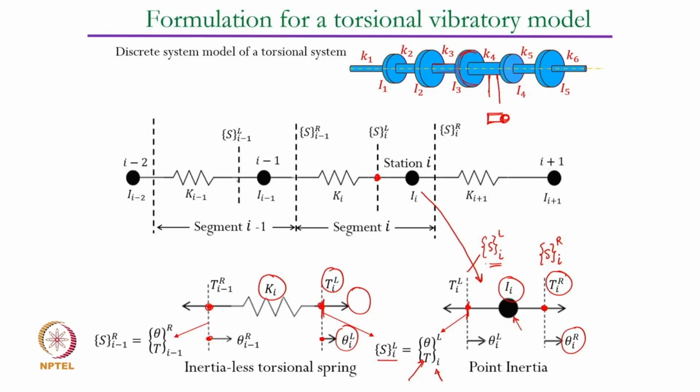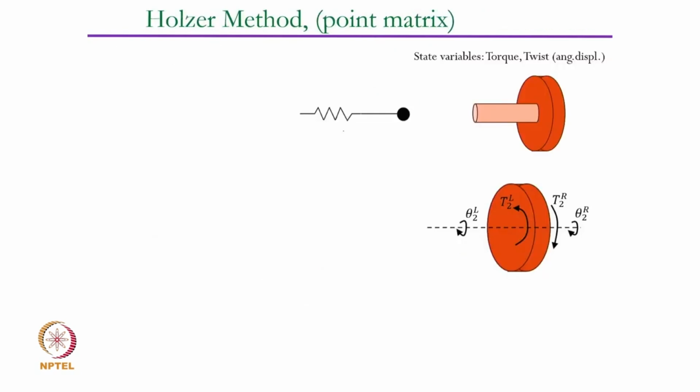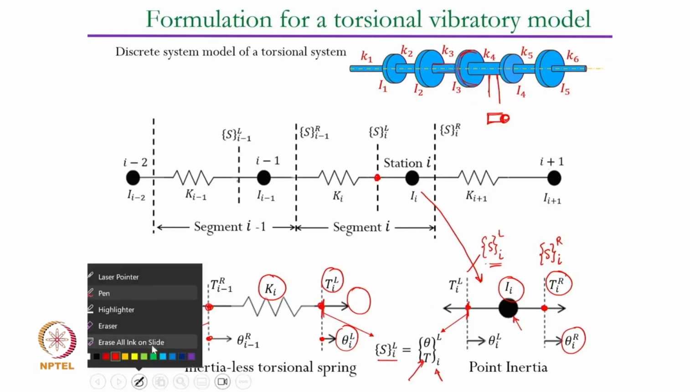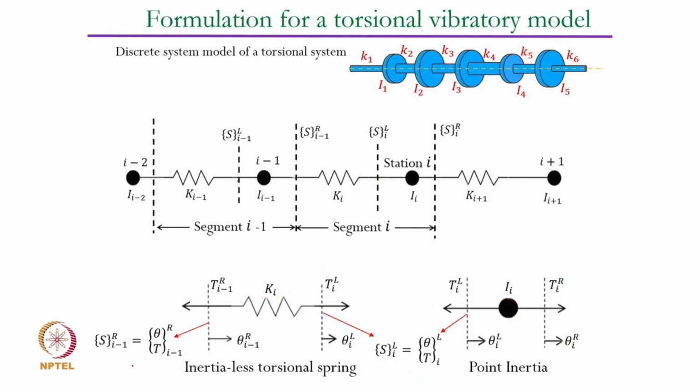This will continue on both sides. So you will have similar elements on the left hand side, similar elements on the right hand side. Now the question is, having defined these state vectors, we would obviously like to establish a relationship between these state vectors. When the whole system vibrates, how are these state vectors relating to each other? That is our job to establish.